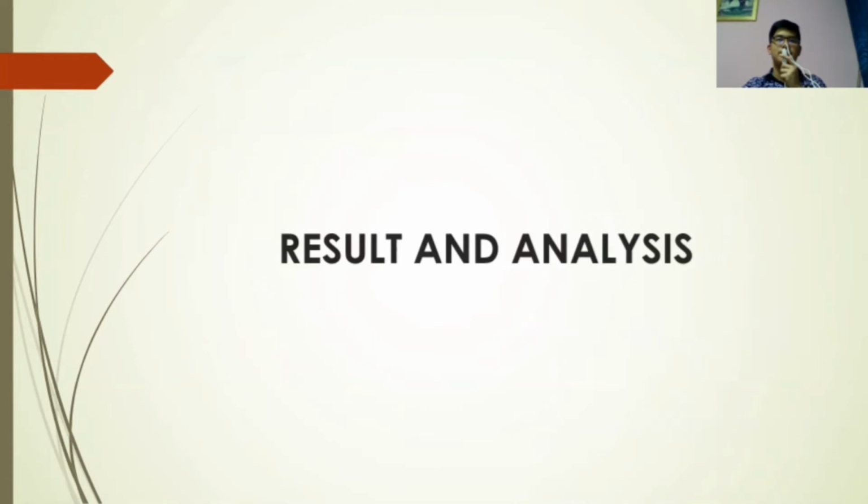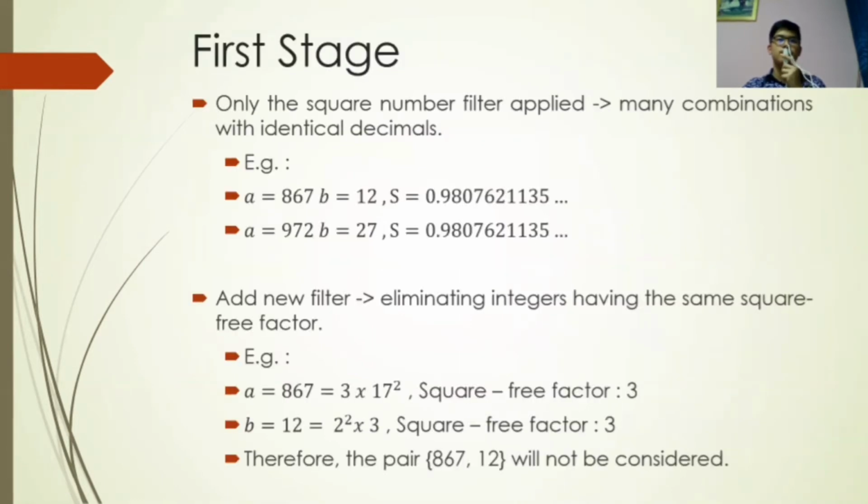Result and analysis. On the first stage, where only the square number filter is applied, there would be many combinations with identical decimals. For example, when A is 867 and B is 12, S is 0.898076211135, and so on. And when A is 972 and B is 27, it results in the same identical S, 0.98076211135, and so on.